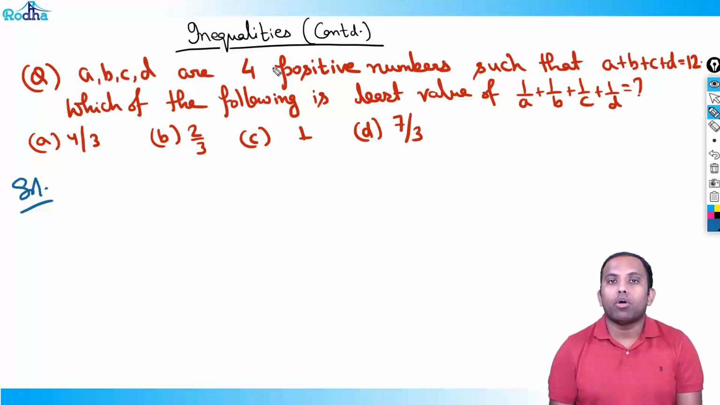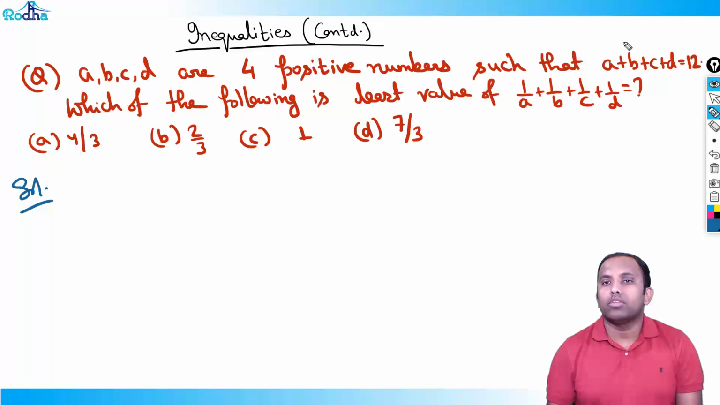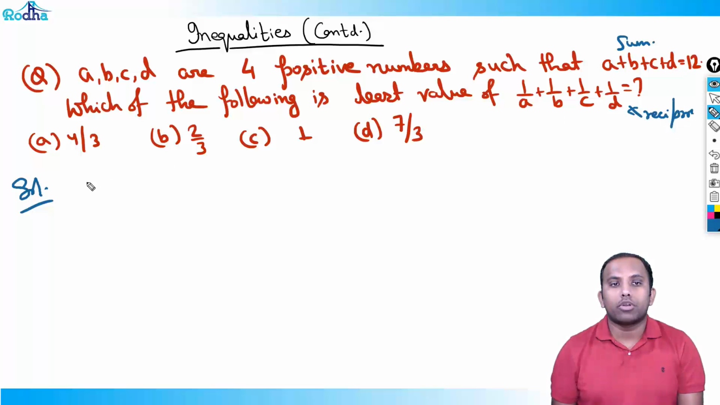A, B, C, D are four positive numbers such that A plus B plus C plus D equals 12. Which of the following is the least value of 1 by A plus 1 by B plus 1 by C plus 1 by D? It is quite easy to think what to do in this question, because this involves the sum and this involves the reciprocals. So sum and reciprocals means what? For A, B, C, D, four positive numbers, we should apply that their AM should be greater than or equal to their HM.